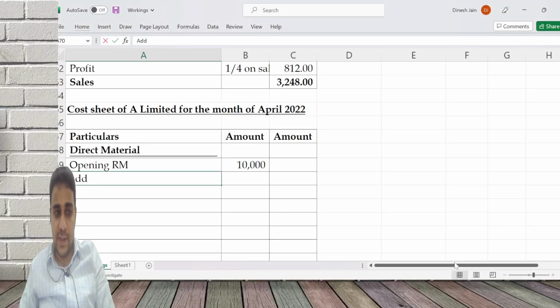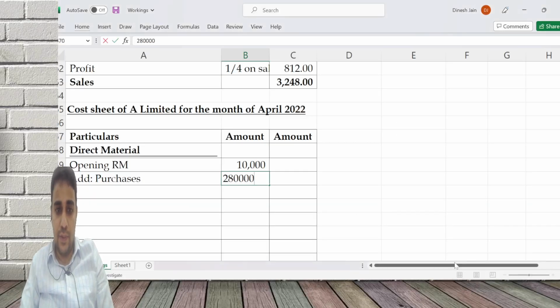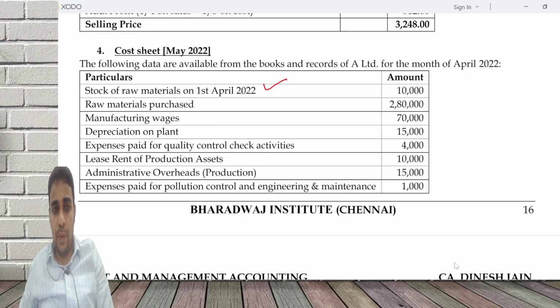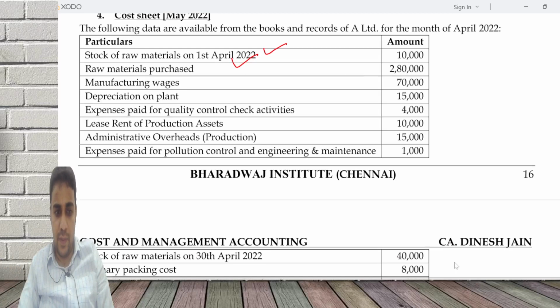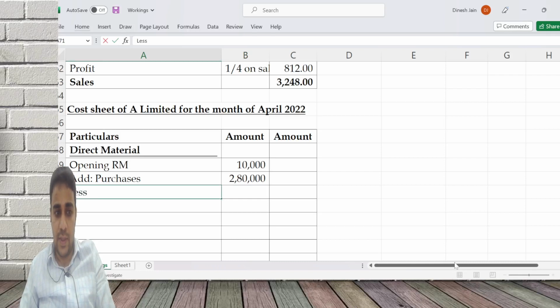Add purchases 2,80,000. Opening raw material 10,000, add purchases, somewhere closing raw material could be there. Yeah, it is here. Less closing raw material.